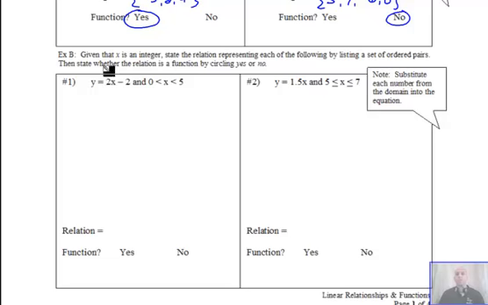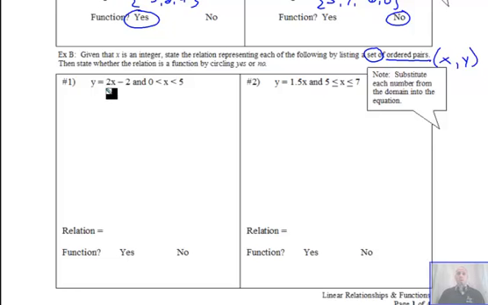So given that x is an integer, state the relation representing each of the following by listing a set of ordered pairs. The answer has to be a set, and inside the set you have to have ordered pairs. An ordered pair is parentheses with an x value, comma, followed by a y value. That's an ordered pair. Once you've done that, state whether the relation is a function by circling yes or no.